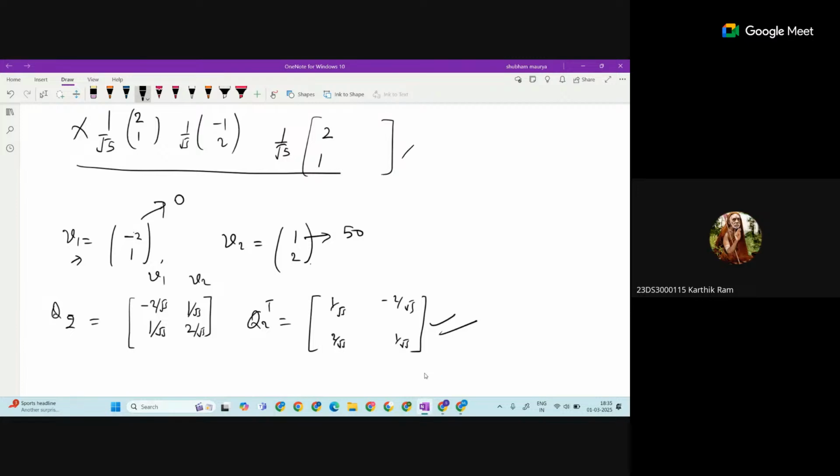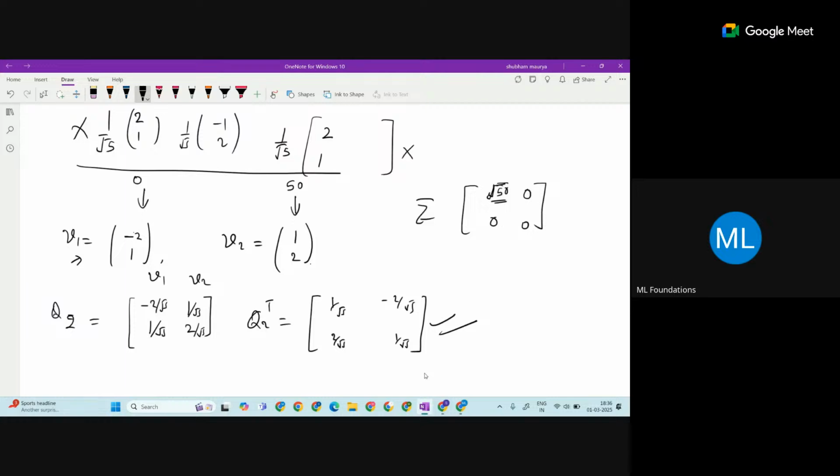Why can't I take V1 as 50 and V2 as 0? Can I not interchange them? What is the confusion here? This is the eigenvector of 0 and this is the eigenvector of 50, so why am I keeping it this way? Sigma we wrote in this fashion, root 50 and 0. So I just keep 50 here.